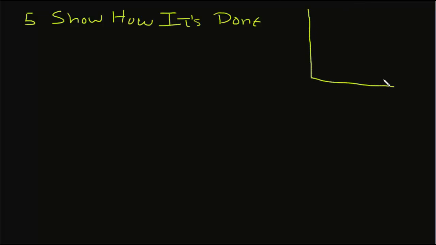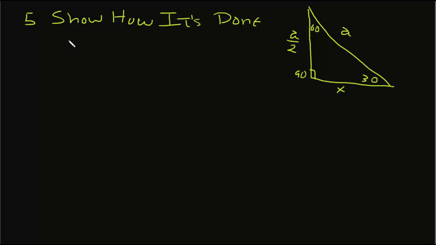Part 5. Show how it's done. We have now a 30, 60, 90 triangle. That's 90 degrees. Let's say this is 30 and this is 60, and the proportions are a, one we don't know, and a over 2.